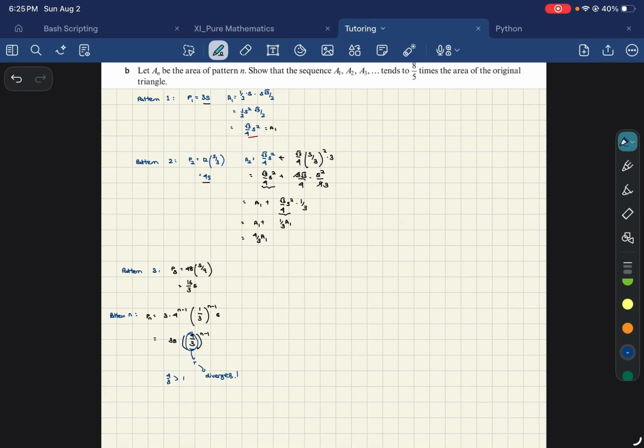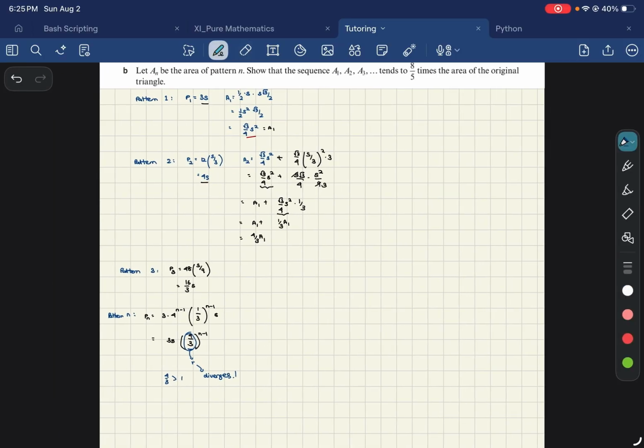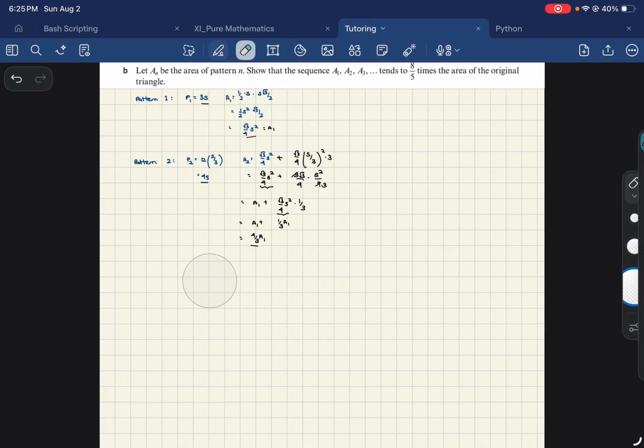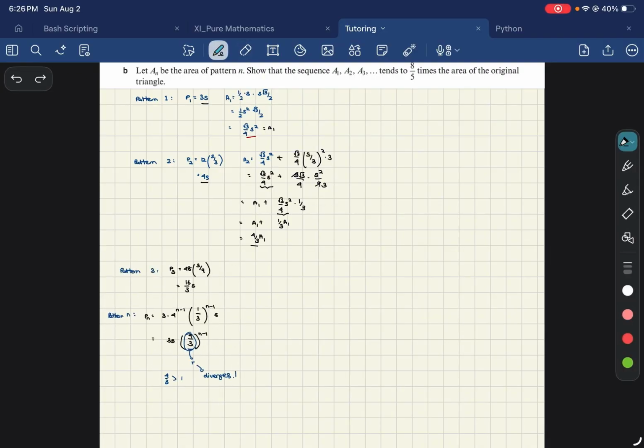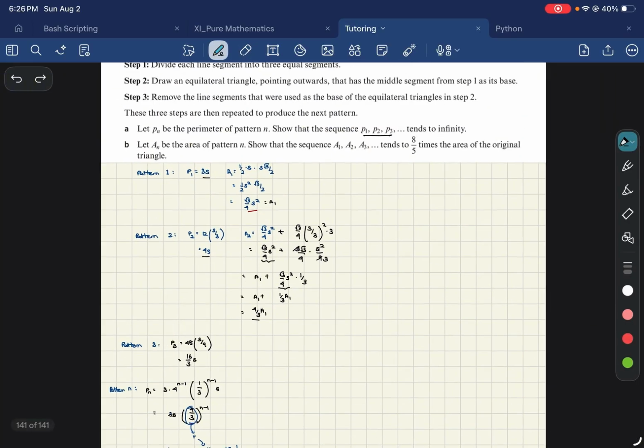All right. So now, again, we have the story of 4 over 3 here. Your area 1 was A1. So for pattern 1, you had A1. For pattern 2, your area increased to 4 over 3. All right. So I hope that was clear. I hope it is clear why it diverges for part A.